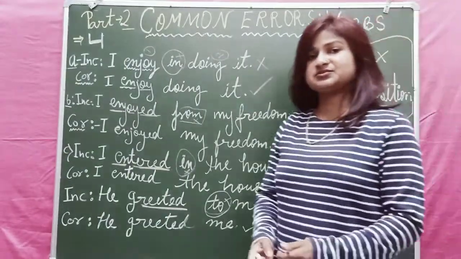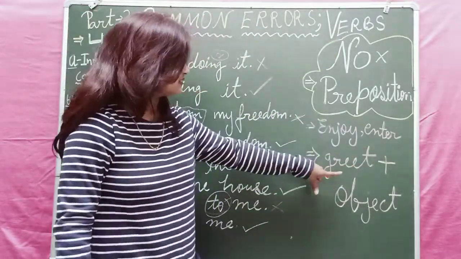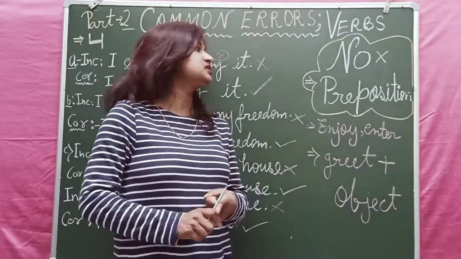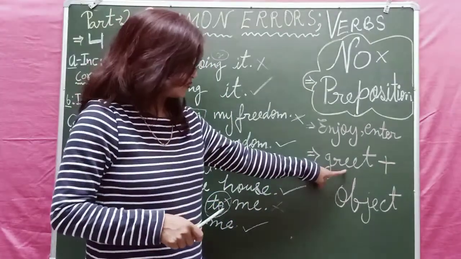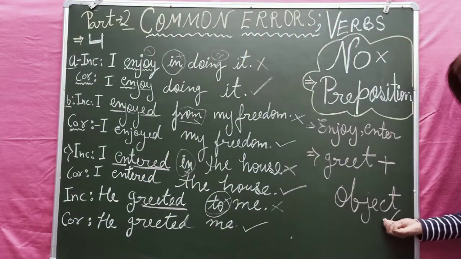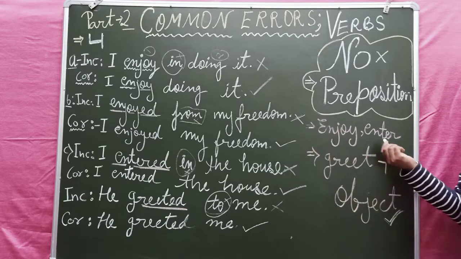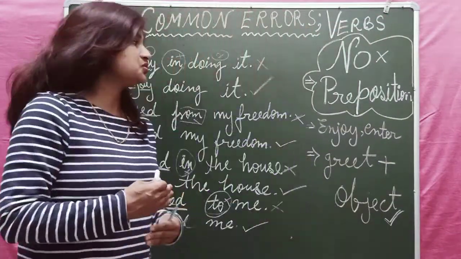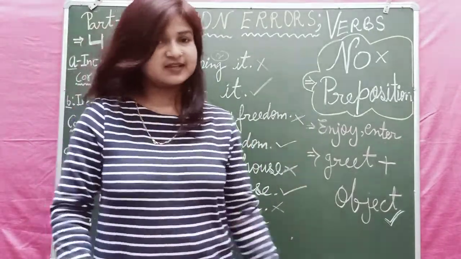Dear scholar, let's quickly revise. Verbs like enjoy, enter, greet: after these words, we don't need to put a preposition. No preposition. We can use only an object. Repeat please: enjoy, enter, greet. After them we can use an object, no preposition.